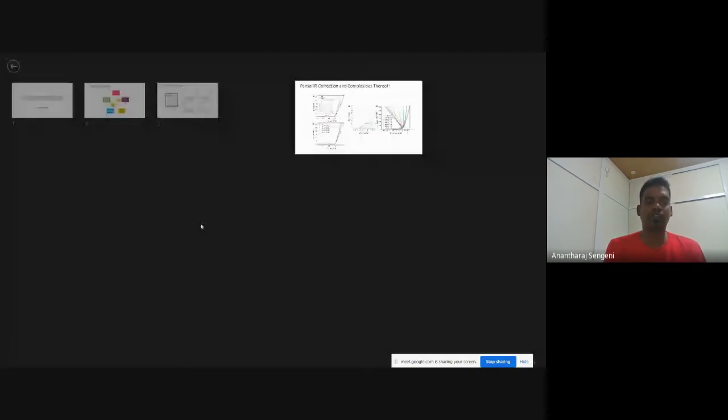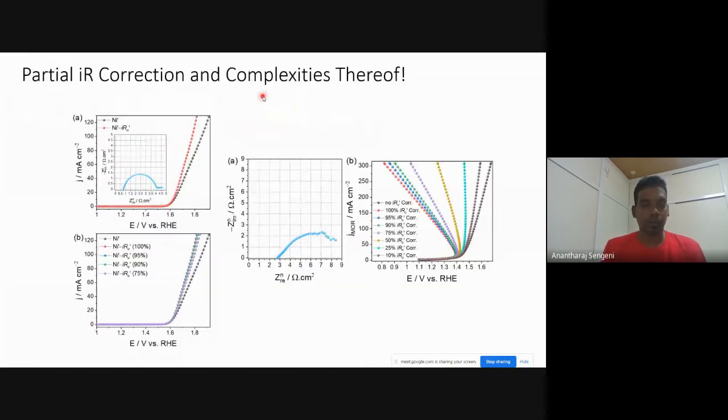So people often claim that performing 90% would serve the purpose. But they forget one thing: why we are performing IR drop compensation. The first thing is that we want to show the intrinsic activity of the catalyst, which is free from IR drop. The second thing is that we want to use this LSV for Tafel analysis.